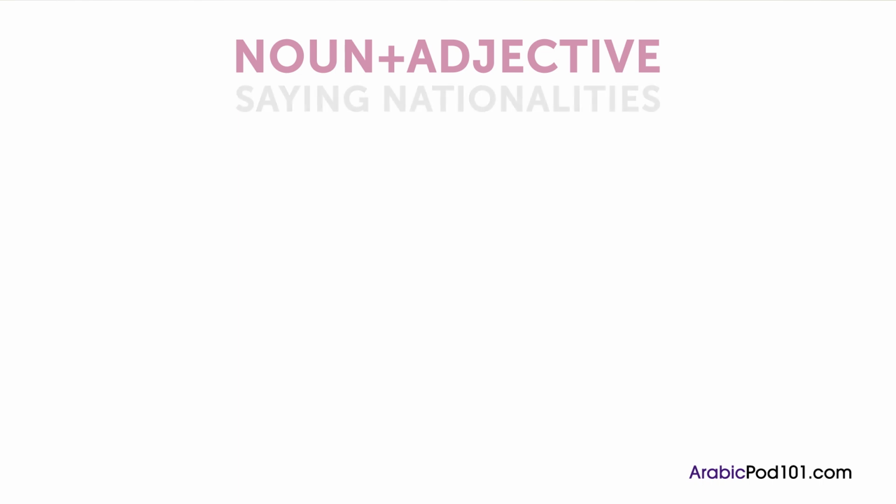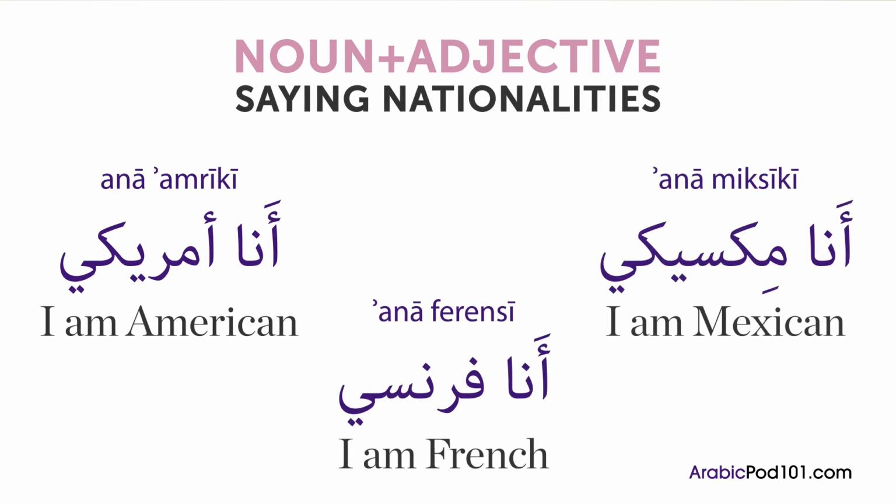In this lesson, we will see how the Arabic sentence structure allows sentences to form without needing the verb to be. We'll see what a noun plus adjective sentence looks like in Arabic. Let's see how to say your nationality in Arabic first.